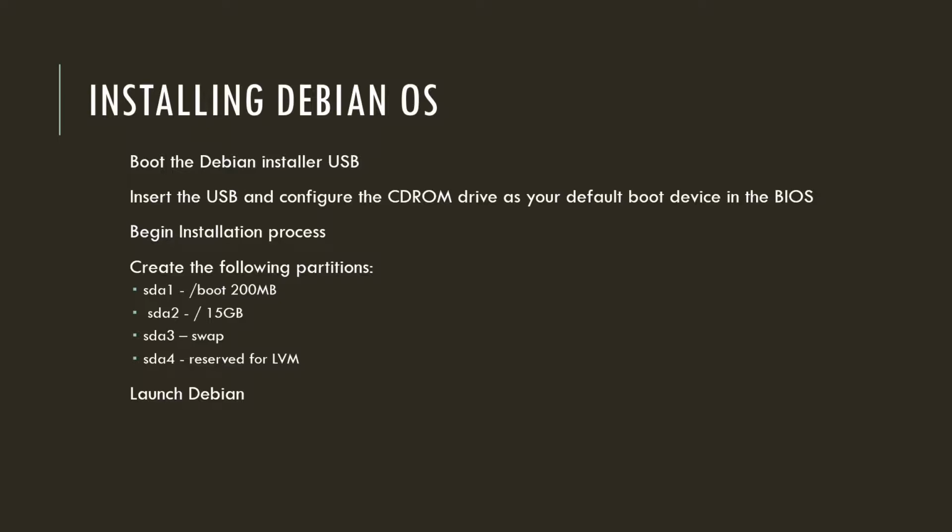To begin the installation process, before that, we create the following partitions: sda1 for boot at 200 MB, sda2 for 15 GB, basically for space so that we can store the Debian OS. We need a swap area, which will be our third one, and the fourth one will be for LVM. And then we launch Debian.